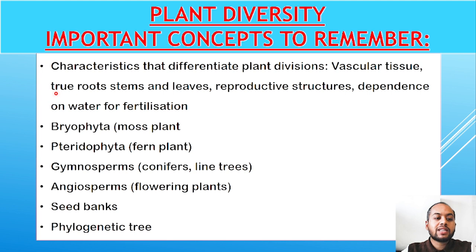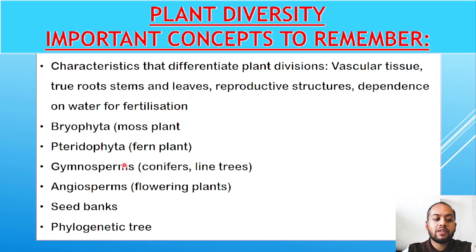The second characteristic, we spoke about true roots, stems, and leaves. Reproductive structures, the dependence on water for fertilization. These were some of the general characteristics that we looked at that allowed us to differentiate between different plant divisions. What are the different plant divisions that I am referring to? These are the plant divisions that we studied.